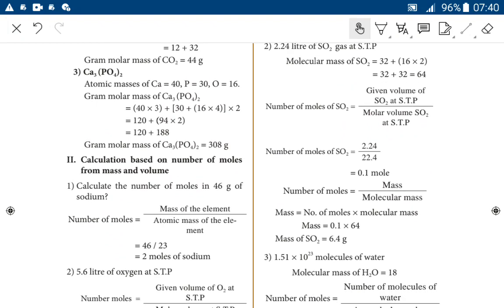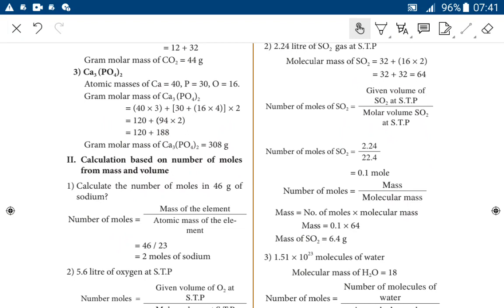And next, see calculation based on the number of moles from the mass and volume. So the first one: calculate the number of moles in 46 gram of sodium. Sodium is in the form of simply an element, the atomic form. So number of moles equals mass by atomic mass.